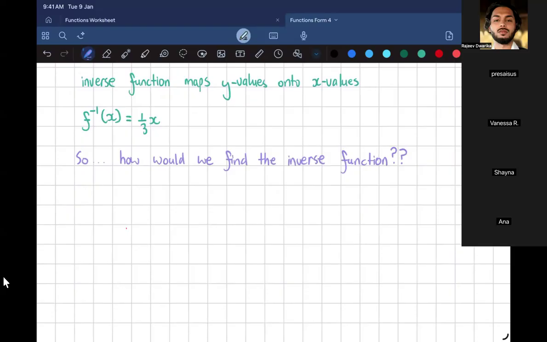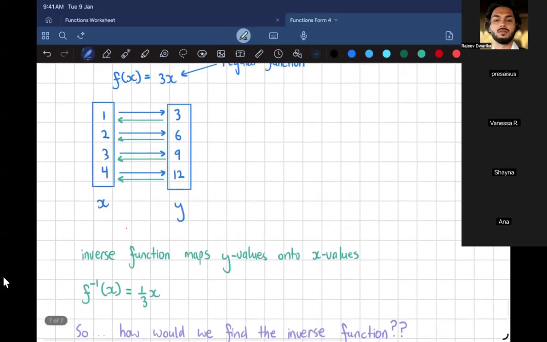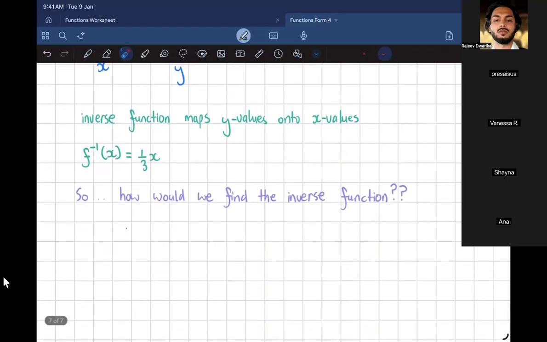So Vanessa, you understand that the inverse function is literally just doing the opposite of this? If f of x was multiplying by 3, then f inverse of x would be dividing by 3. Simple, right? But we need to make steps because not all of them will be as simple as 3x. So how would we find the inverse function? Step 1. The first thing you want to do is let the function be equal to y.